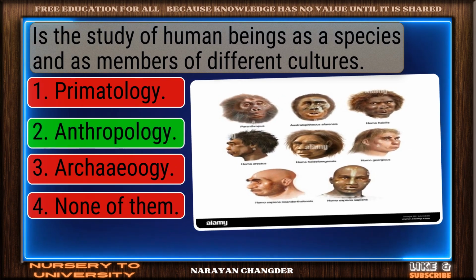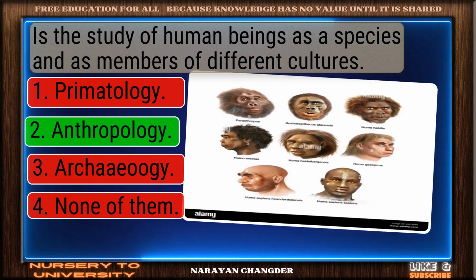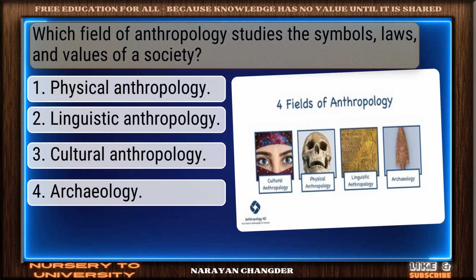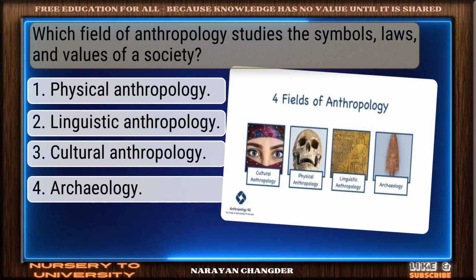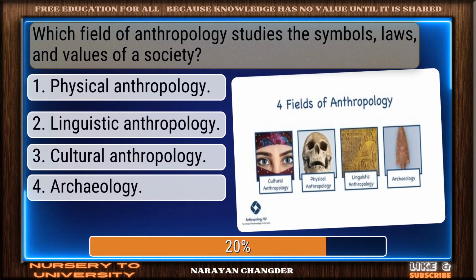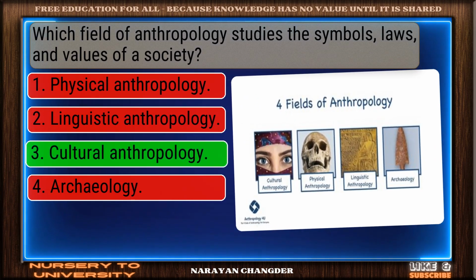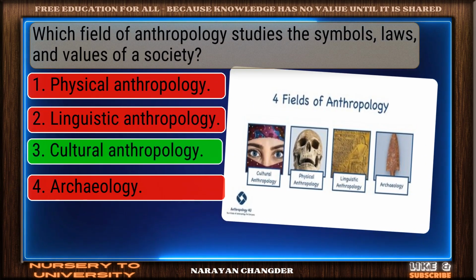Correct response. Anthropology is the most accurate answer. Which field of anthropology studies the symbols, laws, and values of a society? Good thinking. Cultural anthropology is the right answer.